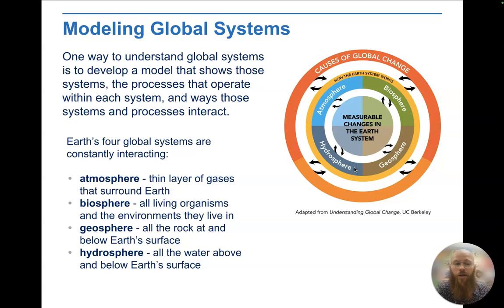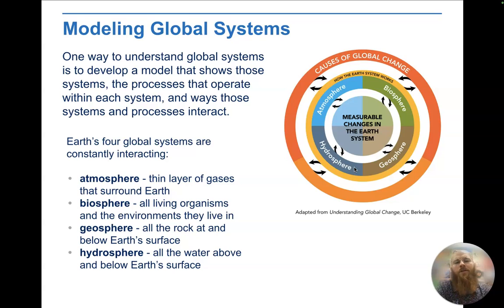So this can include the saltwater oceans, the freshwater bodies of water like lakes and streams, could include, let's say, icebergs, like frozen or ice above surface, or it could also include vapor. So any of the water both above and below Earth's surface is what we're talking about there.